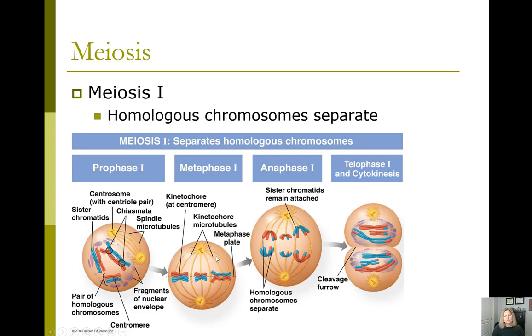So we've gone from diploid to haploid. So we are haploid, but we're not done yet because we still got those sister chromatids attached. We've gone from diploid to haploid because the homologous chromosomes have separated.